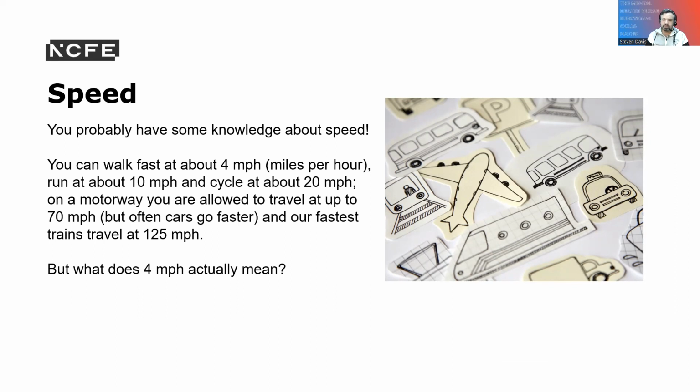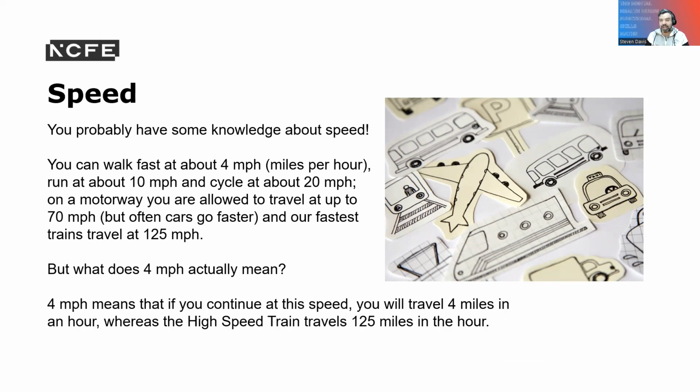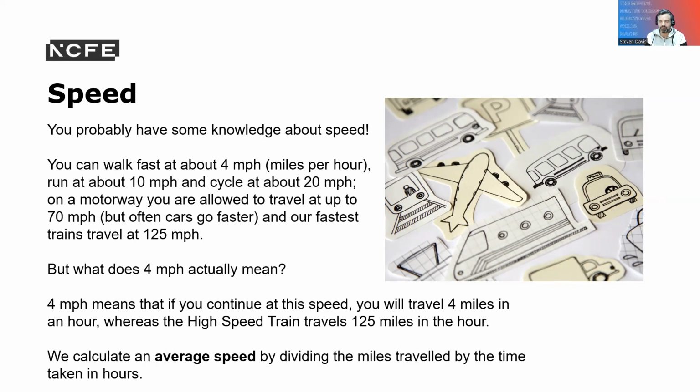What does 4 miles per hour actually mean? Well, 4 miles per hour means that if you continue at this speed, you will travel 4 miles in an hour, whereas the high-speed trains travel 125 miles within the hour. We calculate the average speed by dividing the miles traveled by the time taken.